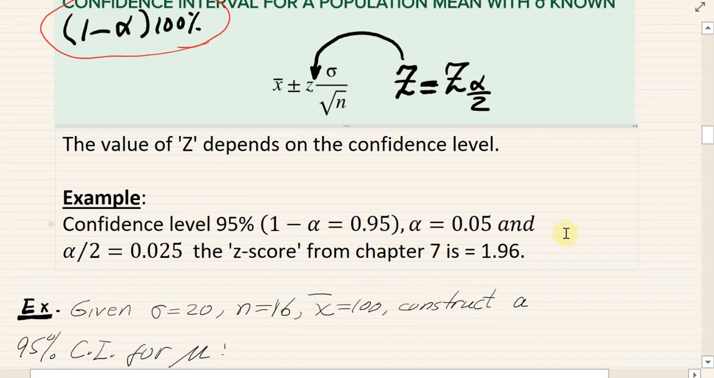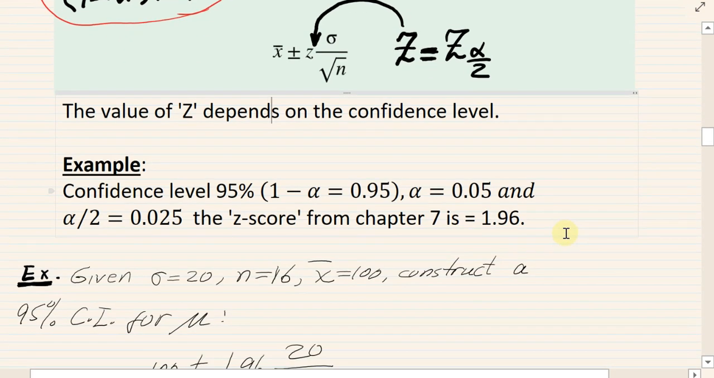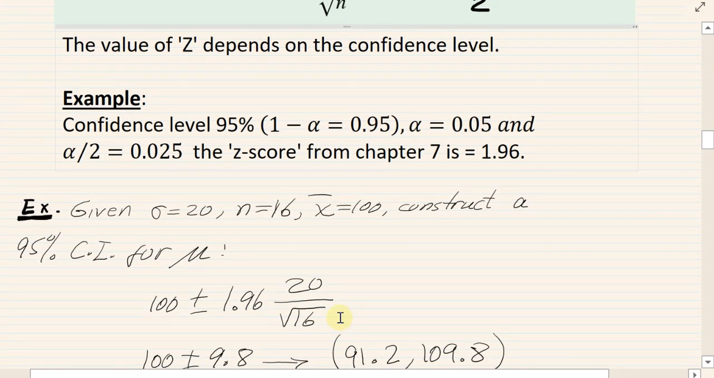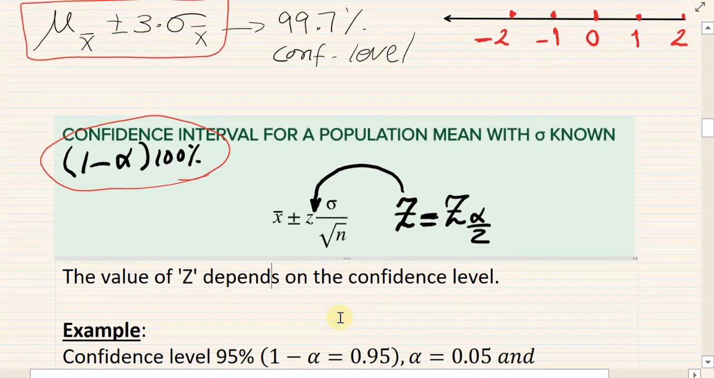So here I made up an example that we do by hand. Let's say we're given sigma is known, sigma is 20, sample size 16, and the sample mean, our point estimate of the population mean, is 100. And we want to do a 95% confidence interval for mu. So in our formula, we're going to do x bar plus or minus 1.96 times sigma over root n. That's the formula that you see up here.